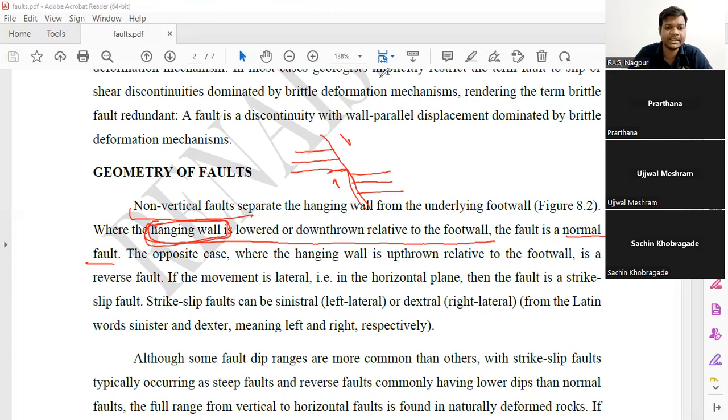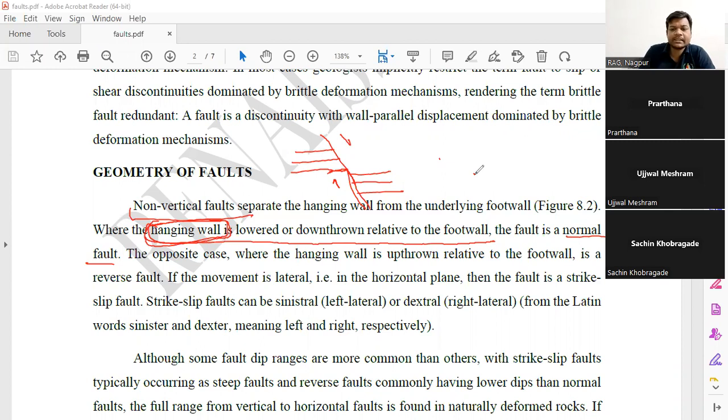There are endless possibilities present, but the basic factor remains the same, right? The basic factor is that the footwall and hanging wall should have this relationship in which the hanging wall is down thrown and the footwall is upwards.